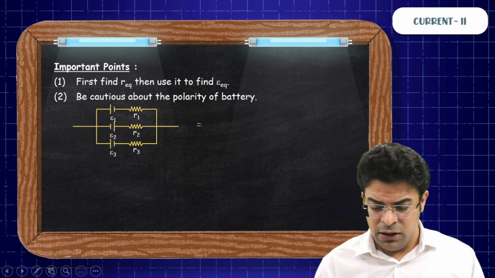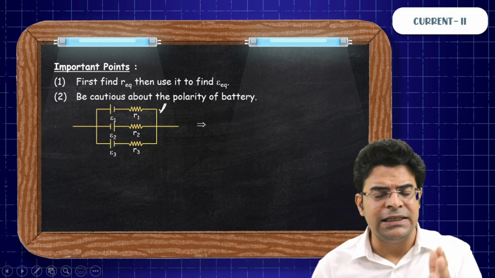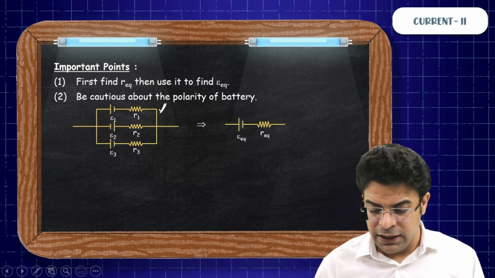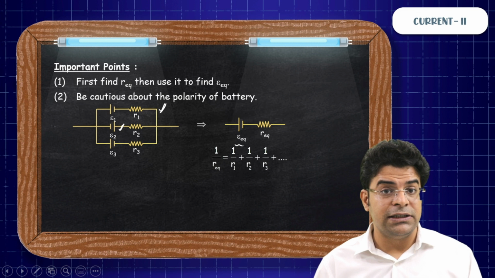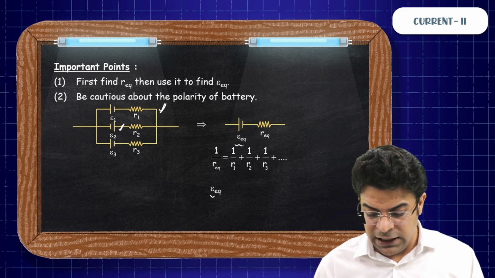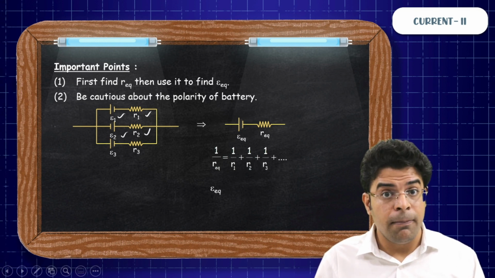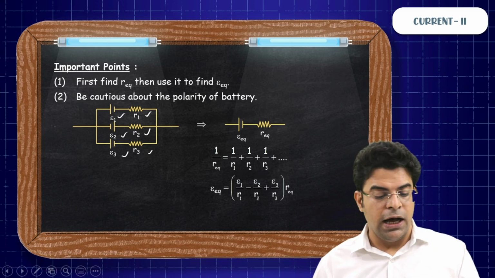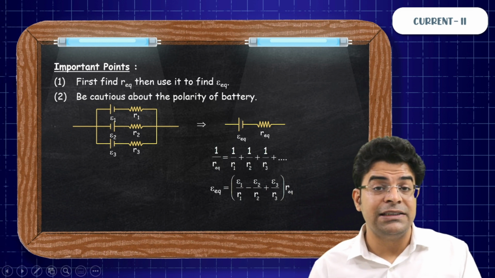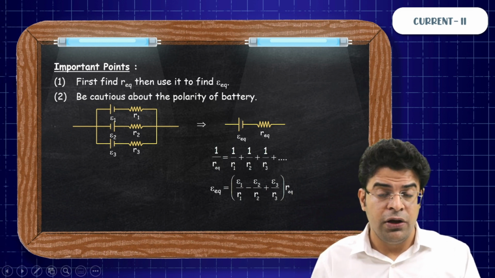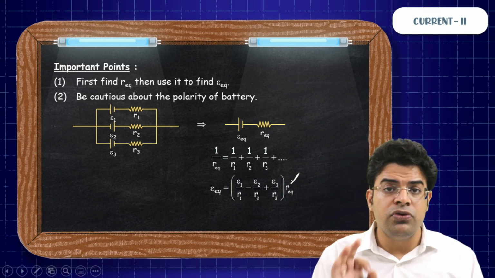Beta, same thing. When you find the equivalent of this, in R equivalent there is no change because resistances can't be treated as negative. But when you find out E equivalent, then be cautious to place a minus sign for E2. So you will say the E equivalent will be E1 by R1 minus E2 by R2 plus E3 by R3 into R equivalent. So this is something you have to be cautious about. Be cautious about the polarity of the battery. This is something I keep on saying again and again.